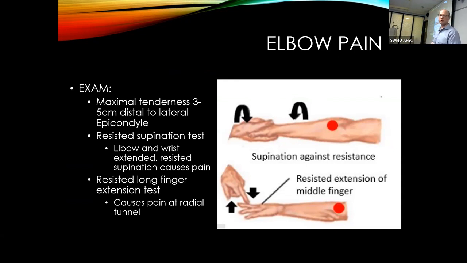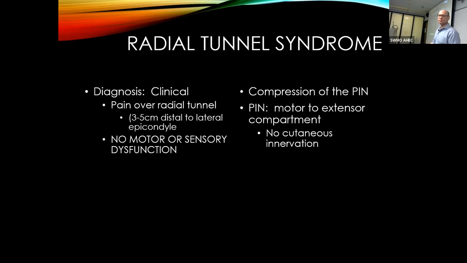Does anybody know what those are for? Go ahead. Radial tunnel syndrome. It presents a lot like lateral epicondylitis. And I guarantee every physician has missed it. The radial tunnel is the PIN coming out underneath the supinator, which is about 5 centimeters distal to the lateral epicondyle.